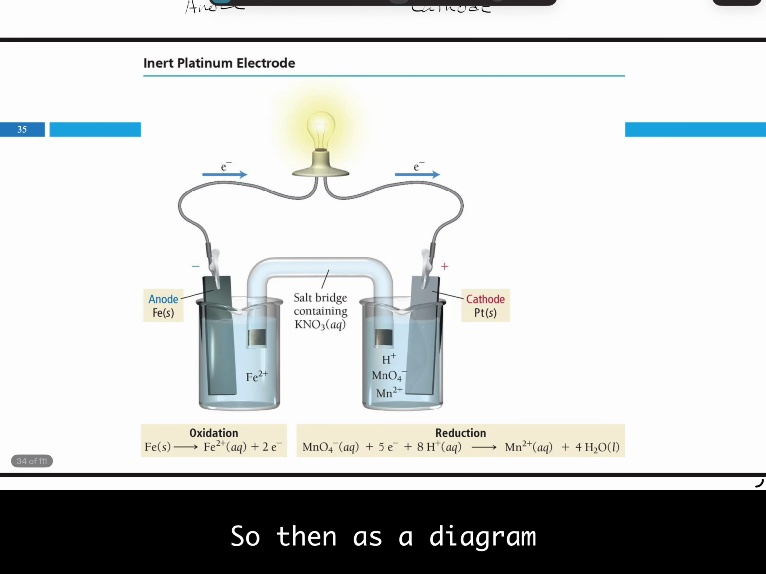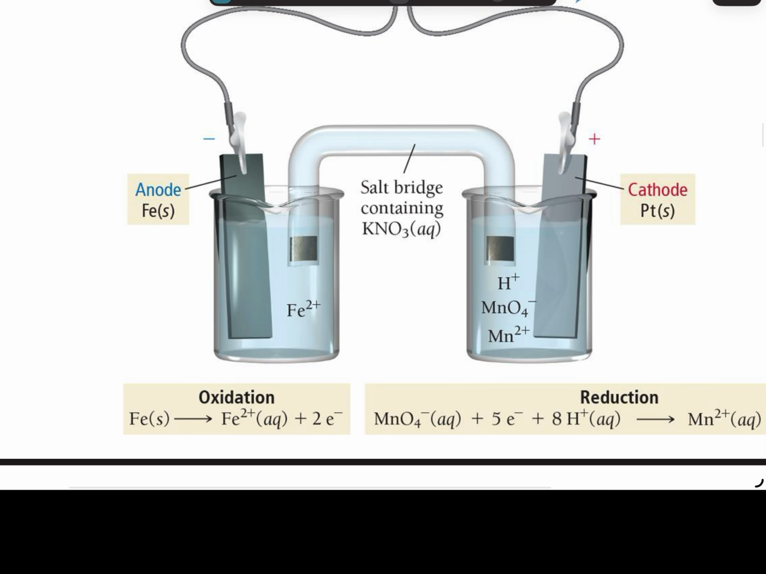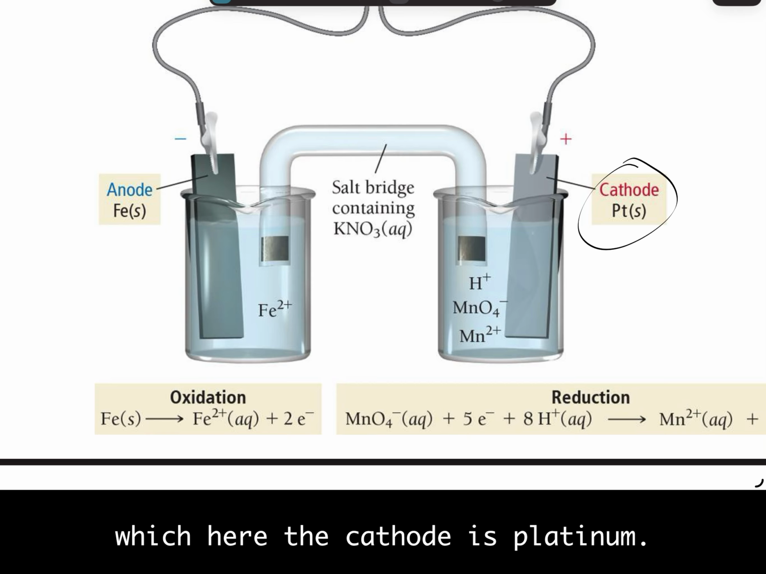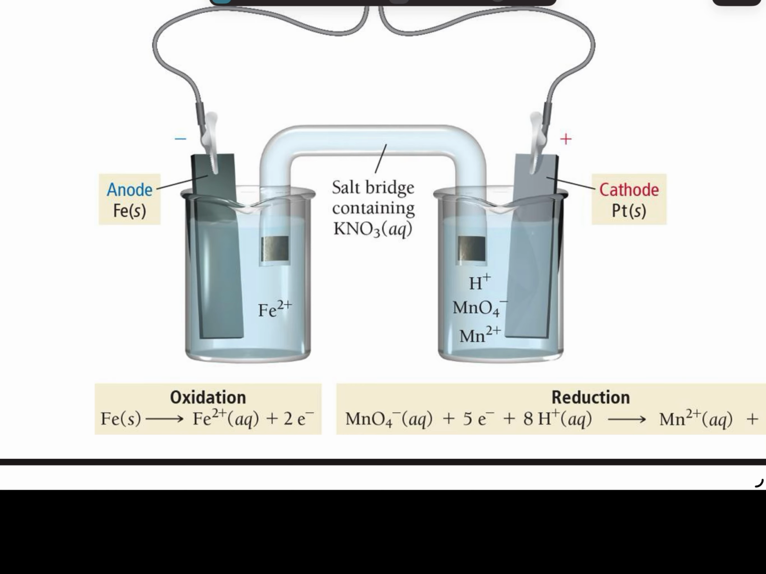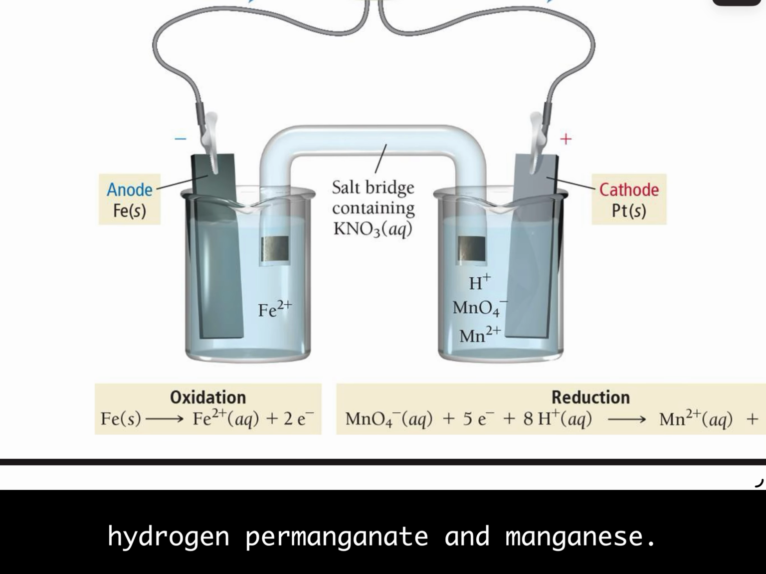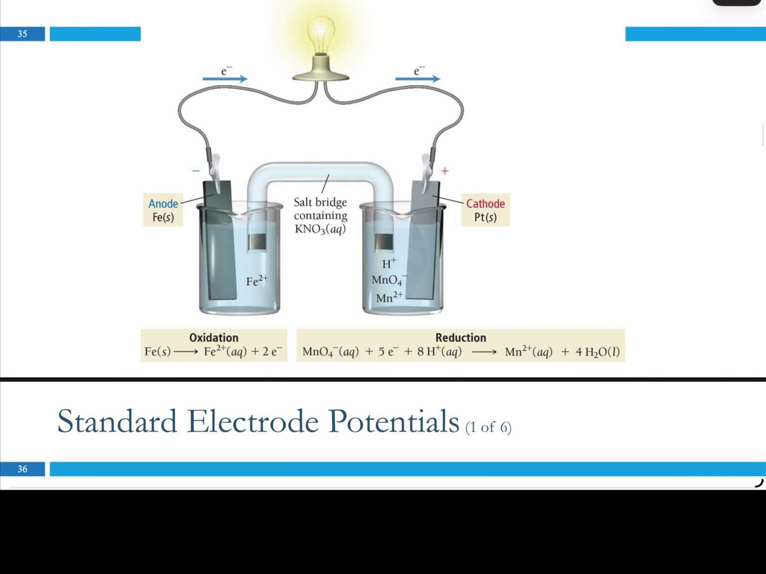So then as a diagram, this would look something like this, where we have iron and the iron electrode on the left side. And then on the right, in the right cell, we've got the cathode, which here the cathode is platinum. And then in the solution, I've got hydrogen, permanganate, and manganese. Cool.